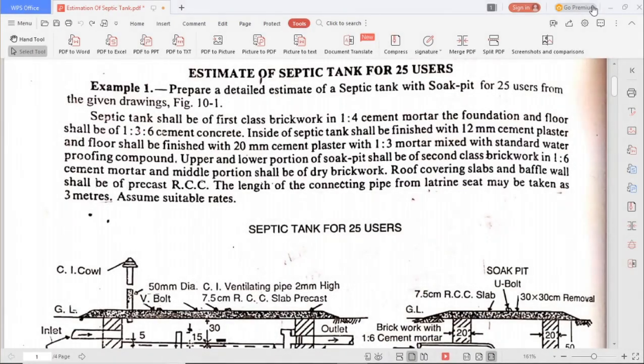Hello, my dear students. Today, let us discuss how to estimate a septic tank for 25 users. Okay, estimation of septic tank we will discuss today.